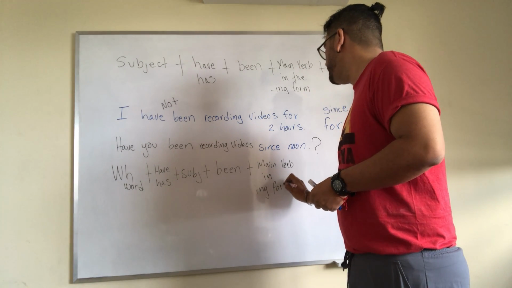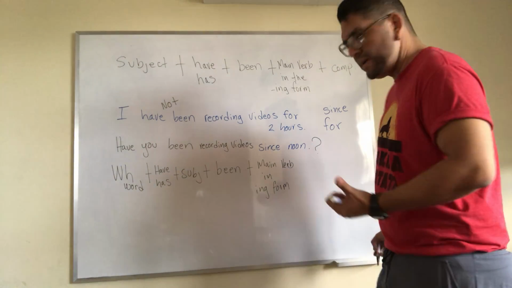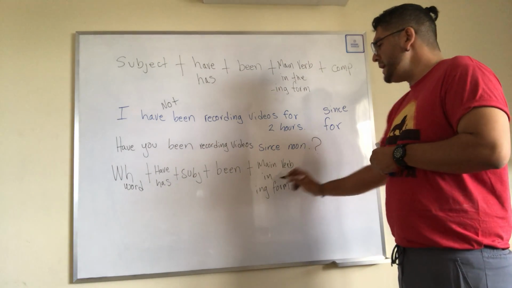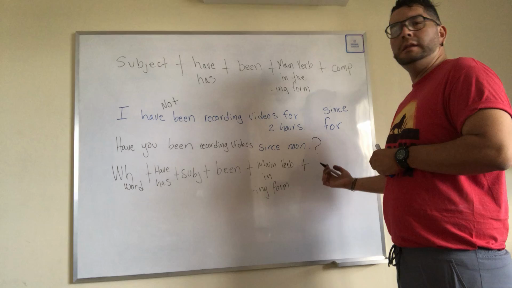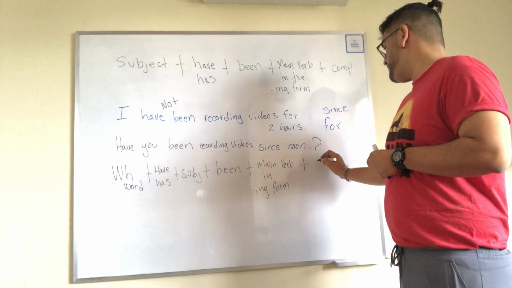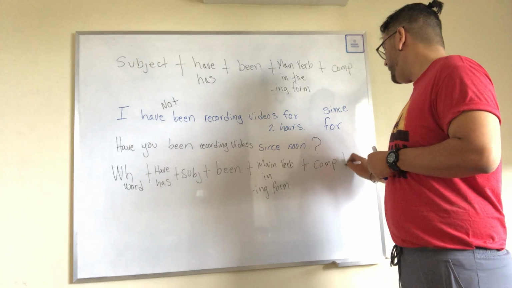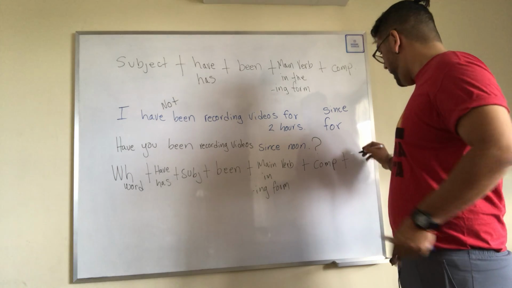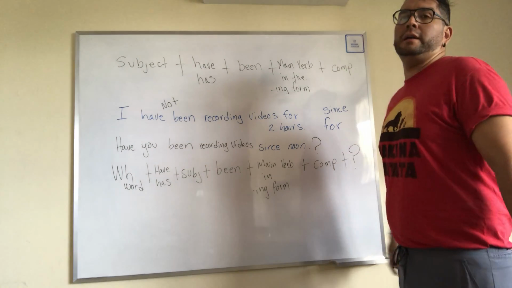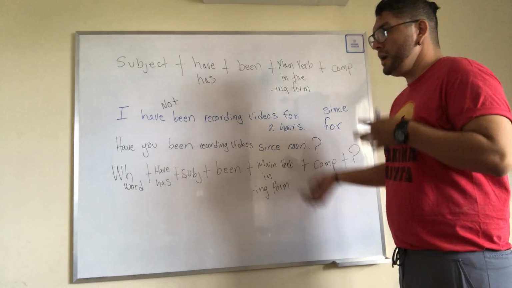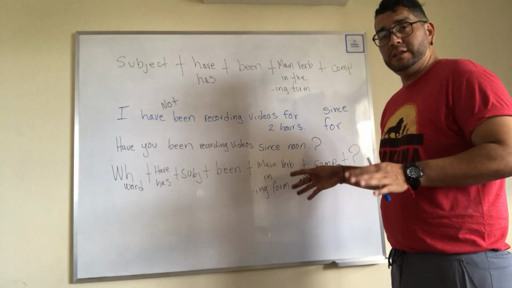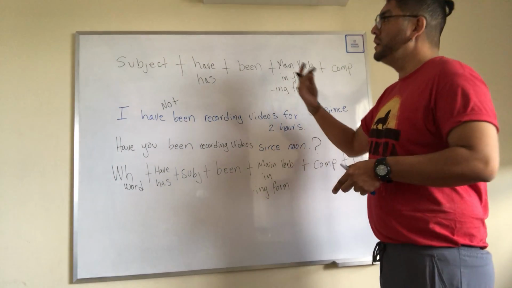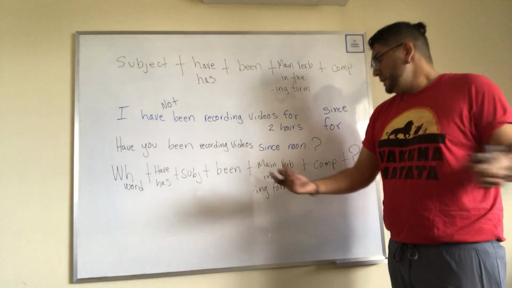ing form. I'm traumatized by the present perfect, that's why I always keep repeating the past participle. But in this case, it's main verb in the ing form, and then I need the complement again, plus, tell me, what do I need here, if it is a question? Yes, I need the question mark again. And that's it. That's how I make a WH question or an information question in the present perfect continuous, right?